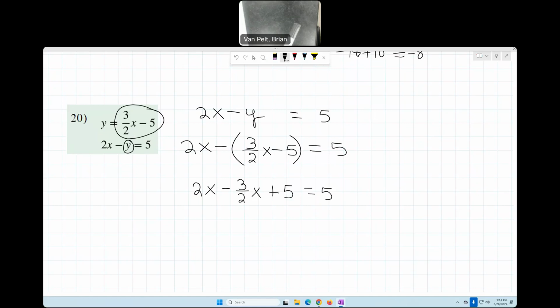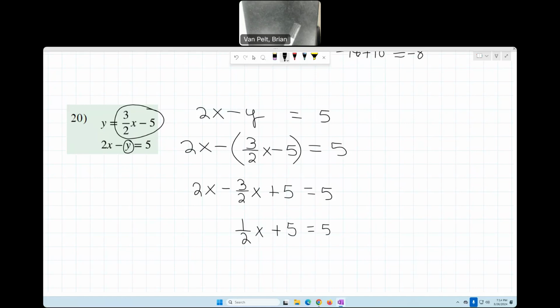You know what? If I combine those x's, what will I get? Boy, 9 halves. This is like 4 halves minus 3 halves, it's 1 half. You're adding instead of subtracting. Oh, I'll let you guys figure that out later. Because we have 1/2 x plus 5 equals 5.